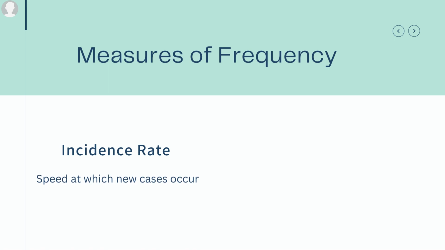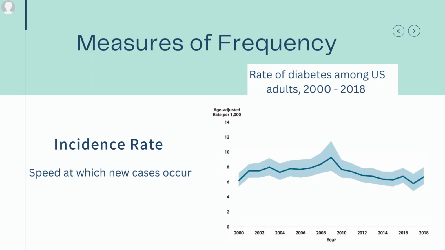The last measure of frequency is incidence rate, which is the speed or how fast new cases of disease occur within a specified time period. Incidence rates, often just called rates, are usually depicted on line graphs, so we can see change over time. Here, we can see the changes in the yearly incidence rates between 2000 and 2018. We can see that the rate was highest around 2009.